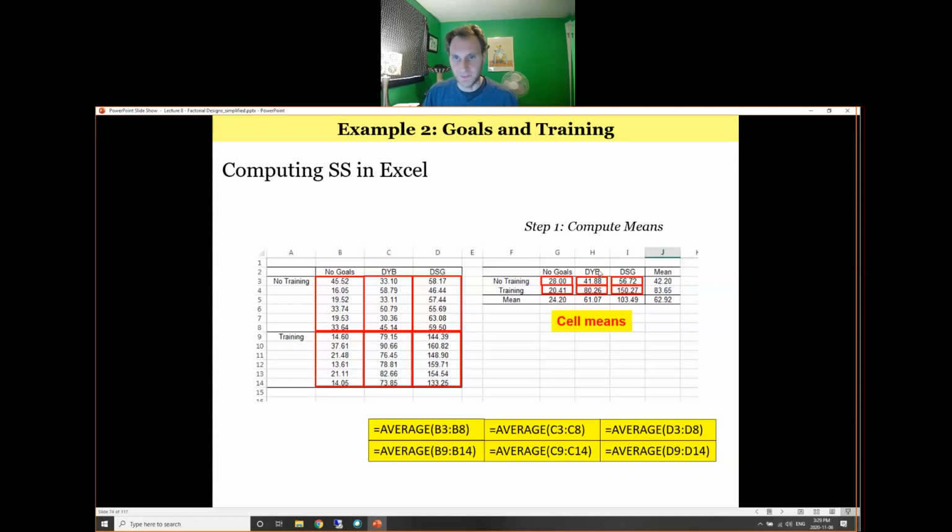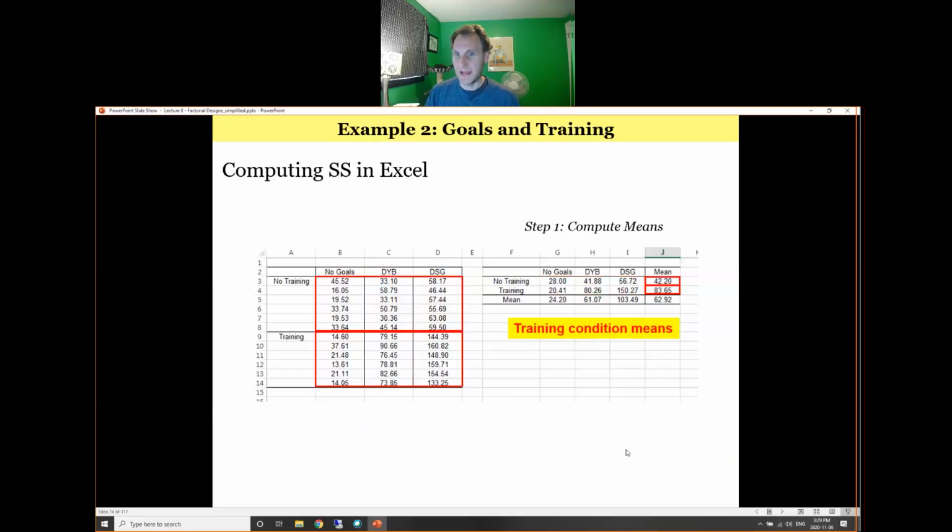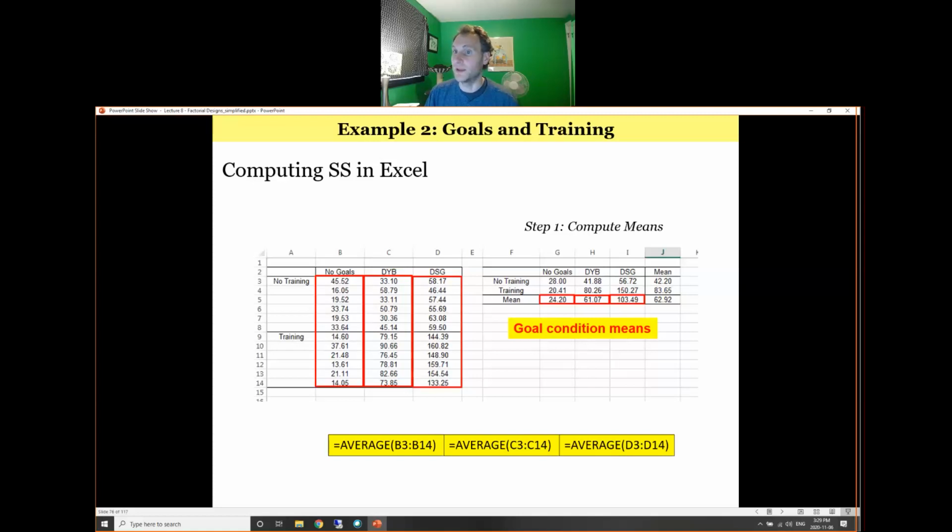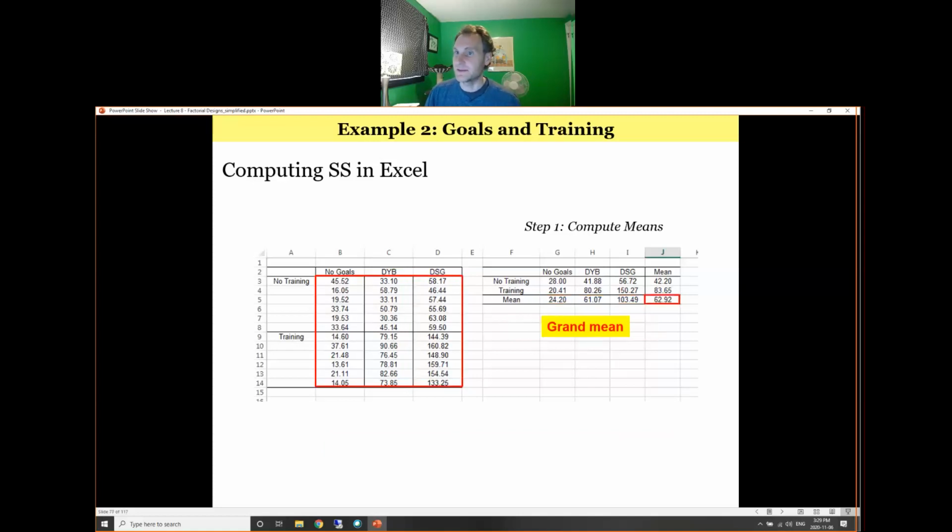So I do the same thing for the do your best no training condition, which is cells C3 through C8, which I can see down here, and so forth for each of the other cells. I can also compute my training condition means, my marginal means, by taking the average of B3 through D8, so everything in the no training, and then likewise B9 through D14, all the values in the training condition. I do the same thing for the goal means. And finally, my grand mean is just the average of all of the data.